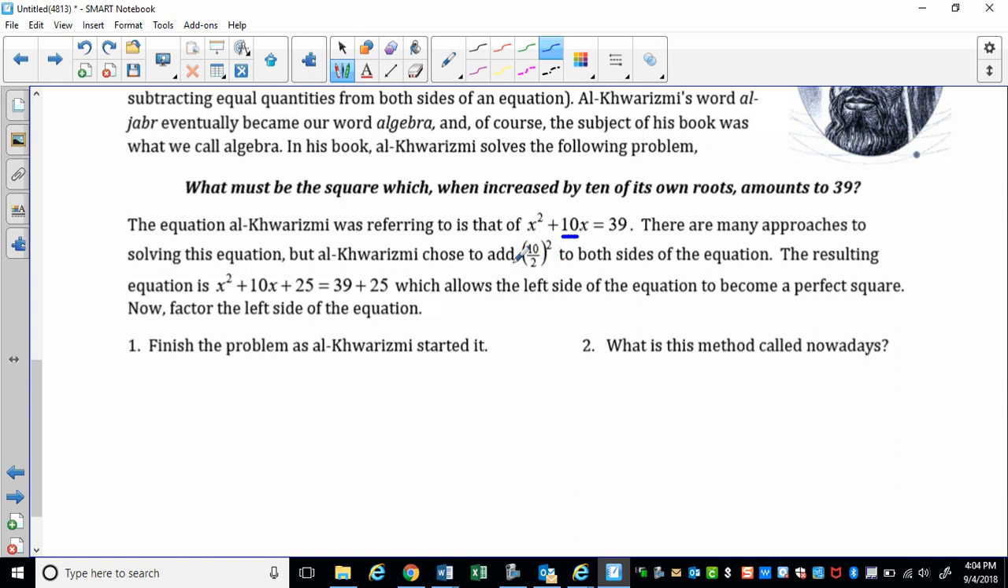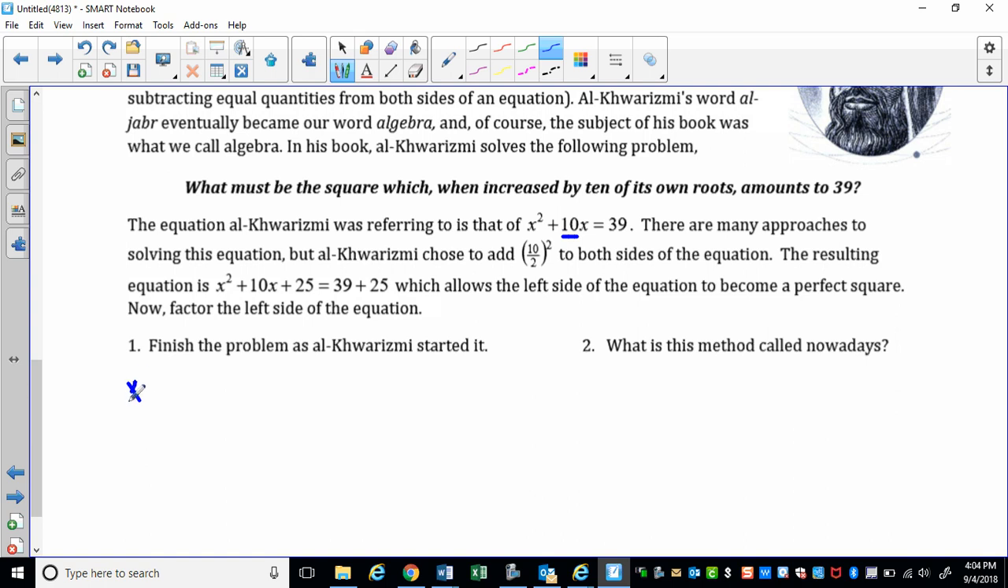So it says the resulting equation is, since he added them to both sides, we have something like this, okay? And then he said, which allows the left-hand side of the equation to become a perfect square. Now that's really what we wanted. So he's making the left-hand side a perfect square. Okay, finish the problem. Let's look at this.